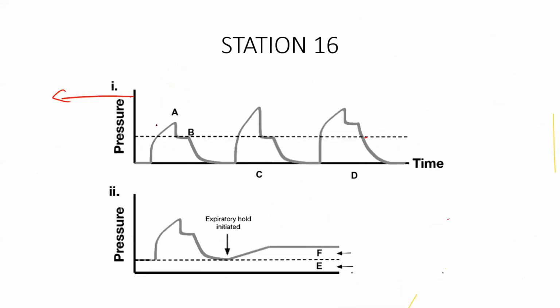This is a pressure time scalar. Where do you get this type of waveform? In which mode of ventilation? Volume control. Very good. This is a pressure time loop scalar of volume control ventilation.